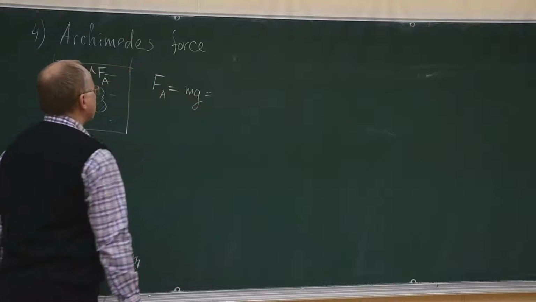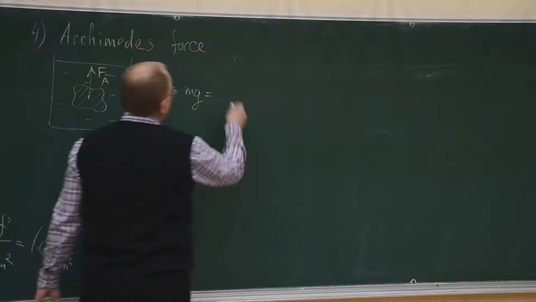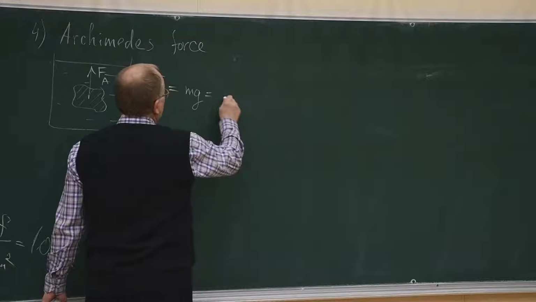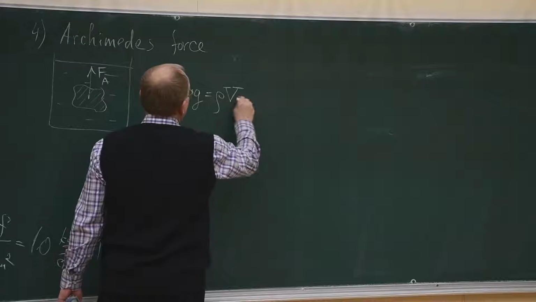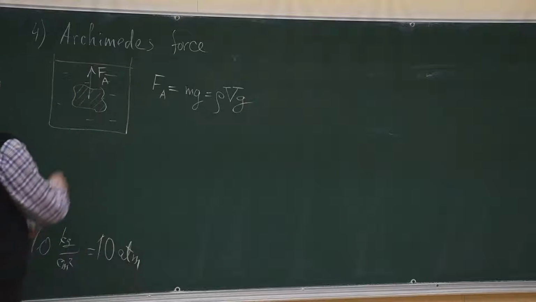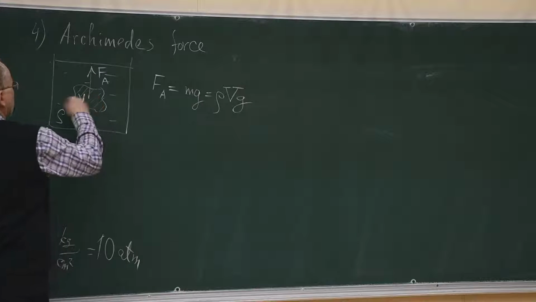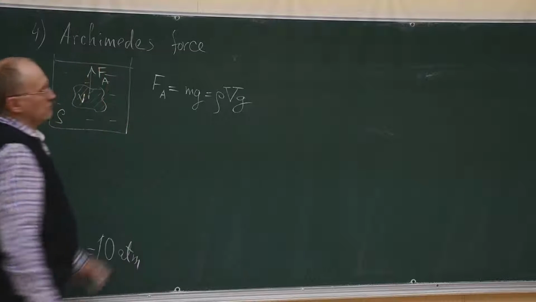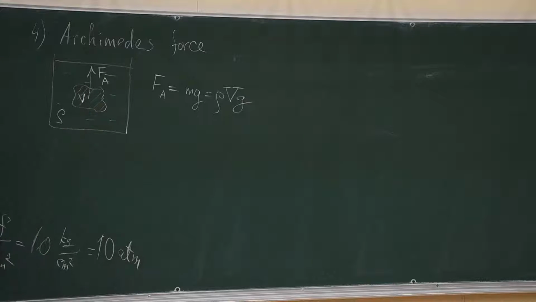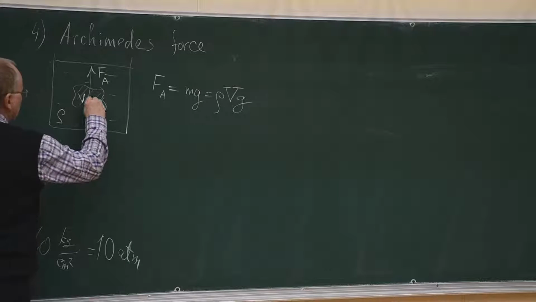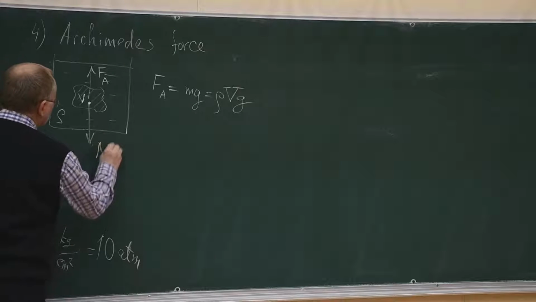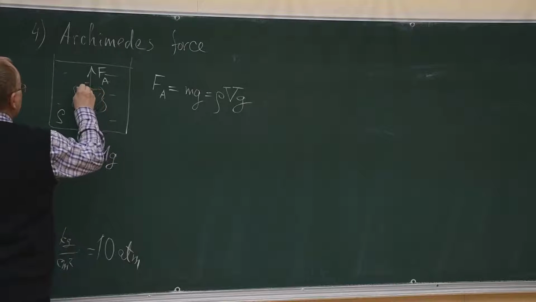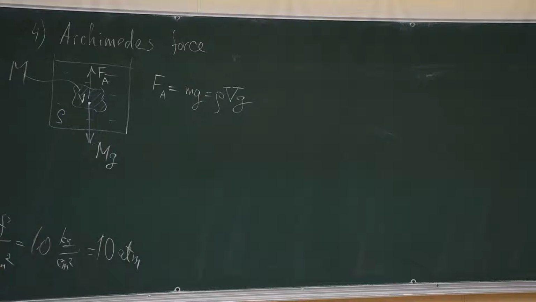We need to calculate the mass of the liquid in the volume of the immersed body. So the mass of the liquid will be certainly the density of liquid times volume of the immersed body. So if we know the density of liquid and the volume of the immersed body, then we know the buoyant force, which tends to lift the immersed body upward. And certainly there is another force acting on this body, a force of gravity, which will be mg, the mass of the body. The mass of the immersed body is denoted by capital M.